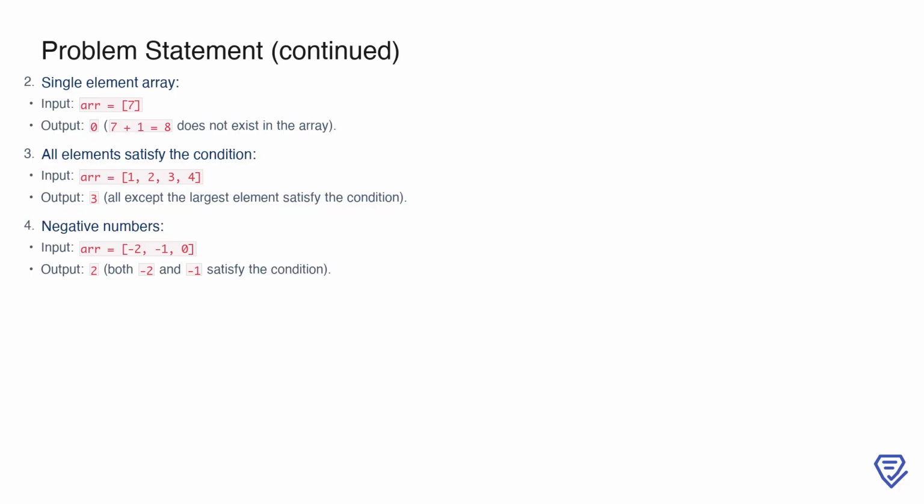In cases where all elements satisfy the condition, like 1, 2, 3, 4, the output is 3 because only the largest element, 4, lacks a 4 plus 1 value in the array. Lastly, negative numbers are valid inputs too. For example, in the array -2, -1, 0, the output is 2 since -2 plus 1 equals -1 and -1 plus 1 equals 0 both exist in the array. These edge cases ensure the problem is robust and covers various scenarios.